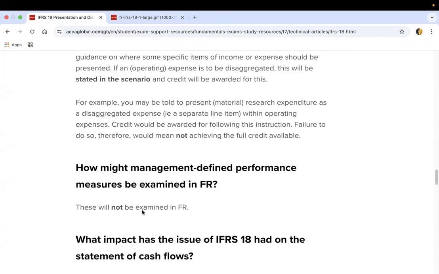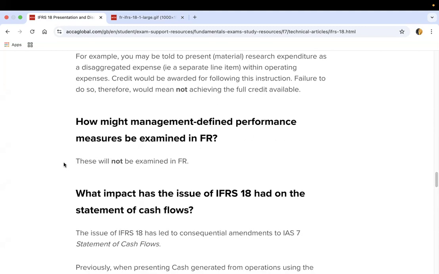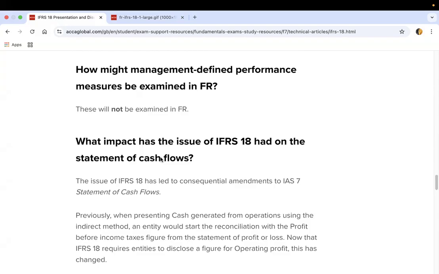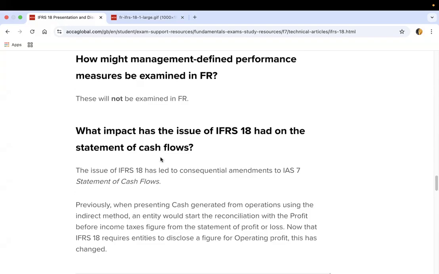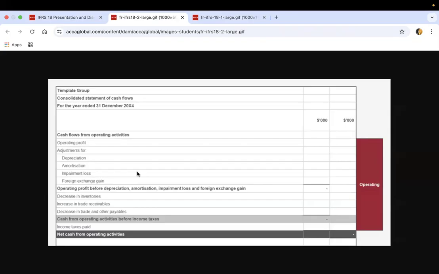How might management defined performance measures be examined in FR? It is not examined. That means the EPS and such will not be examined. What impact has the issue of IFRS 18 had on the statement of cash flows? Consequent amendments in cash flows. Let's see. What is the change in cash flows? This is consolidated cash flows. You don't need that.